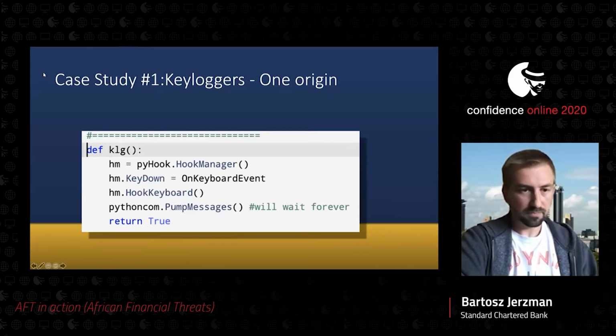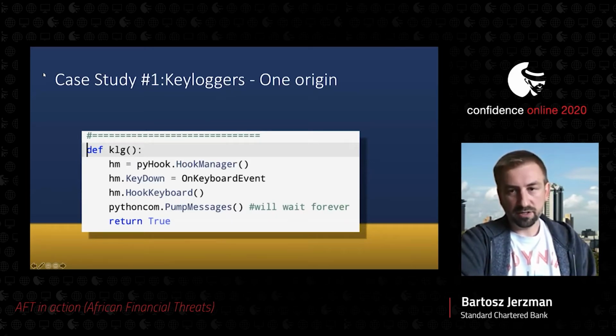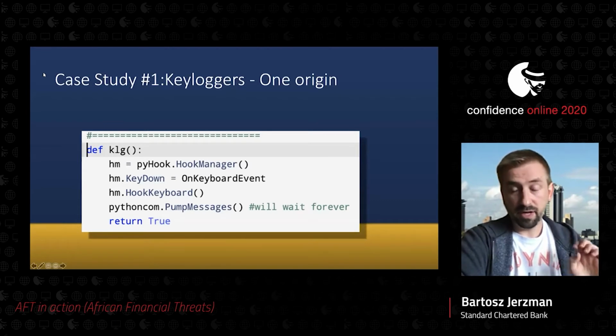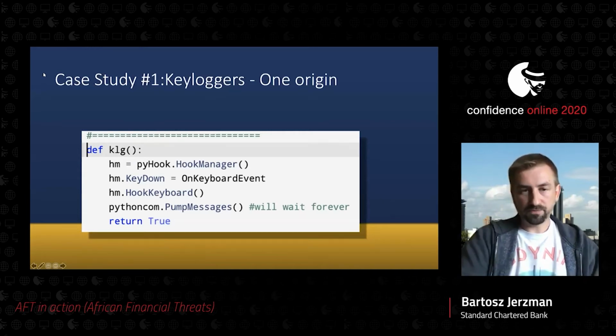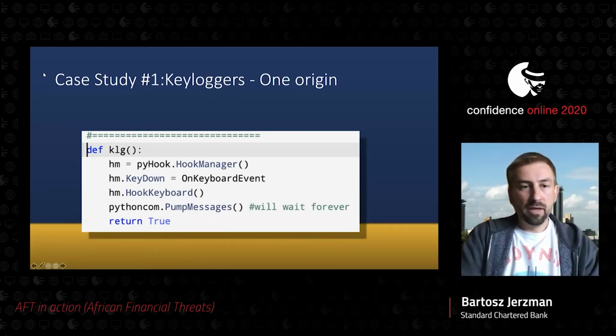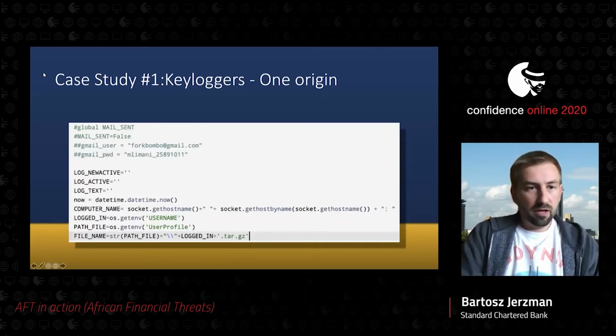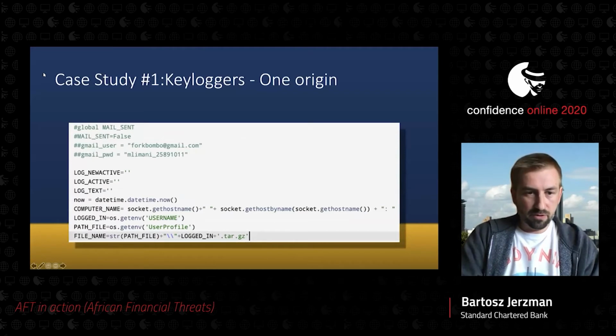So the variable HM for hook manager is not changed. And this part actually reoccurs in every Python keylogger from different threat actors, from different APT groups. So this is also part of the code that is repetitive.